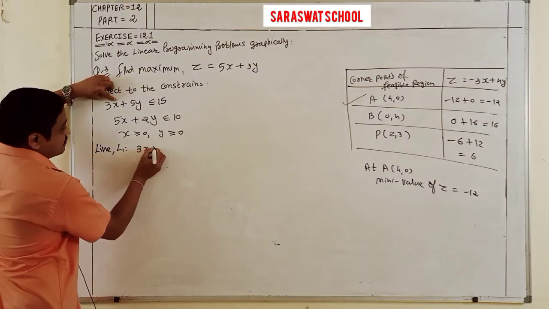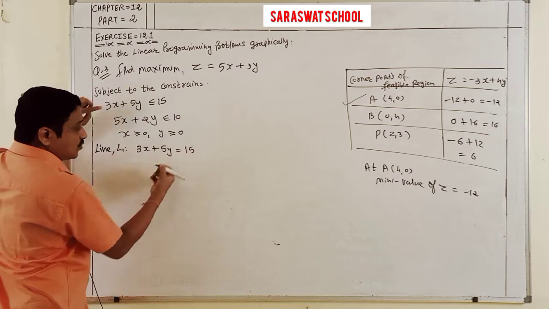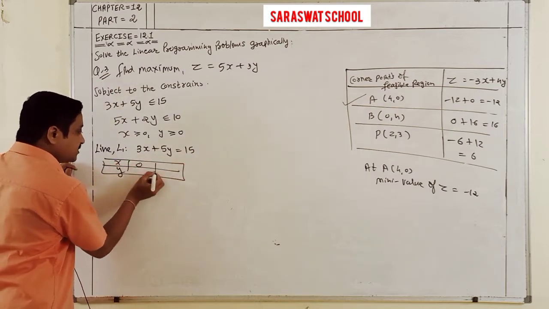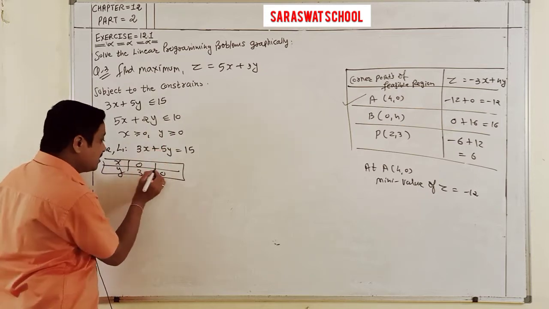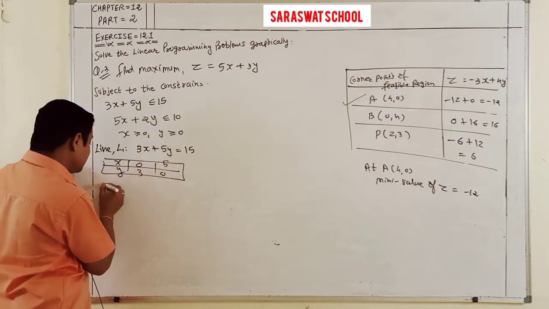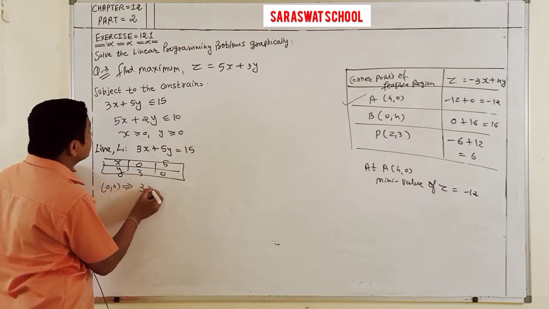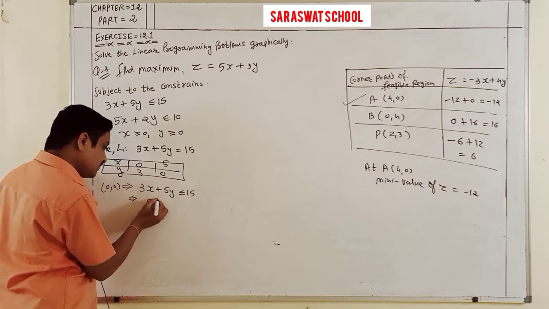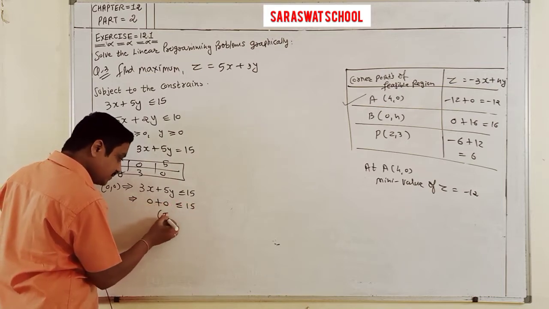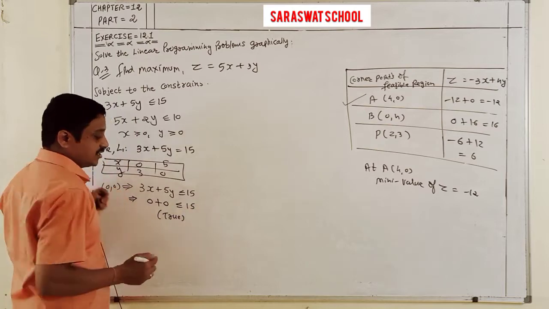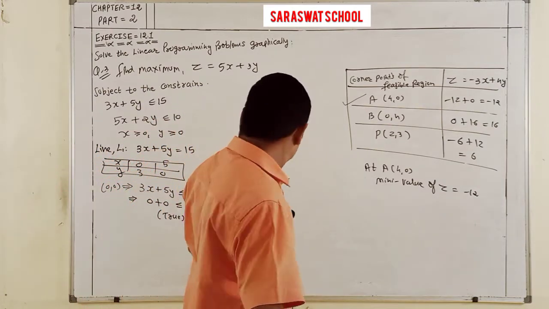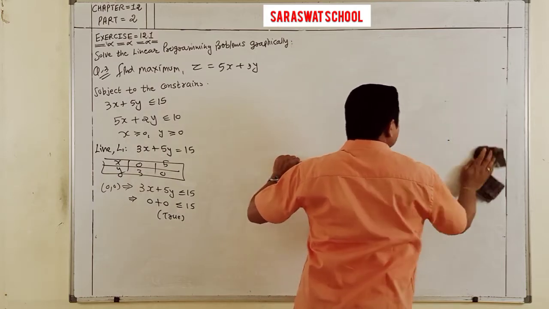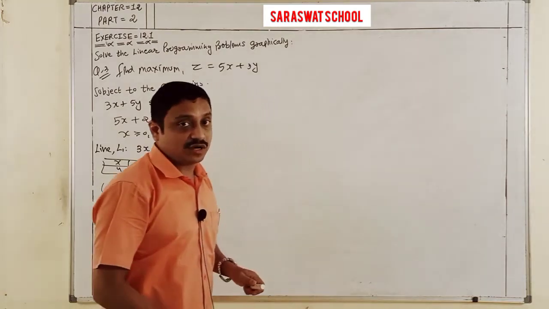3x + 5y = 15. Go to the table. Simply derive: x = 0, y = 3; y = 0, then x = 5; and check about (0, 0). 3x + 5y ≤ 15, 0 + 0 ≤ 15, which is definitely true, because 0 is less than or equal to 15. You go to the true side, I mean towards the origin side of your graph.